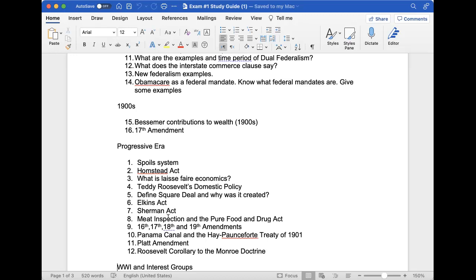And just know the basics of the Roosevelt Corollary to the Monroe Doctrine. It basically stated that the U.S. would intervene in Latin American countries where European powers sought to collect debts or whose governments they thought could be unstable.